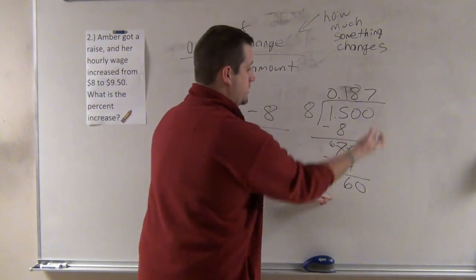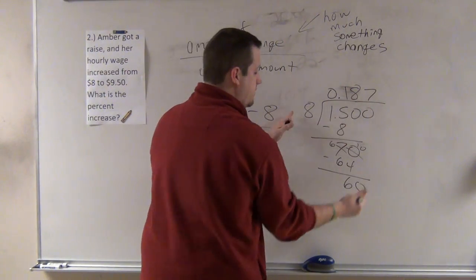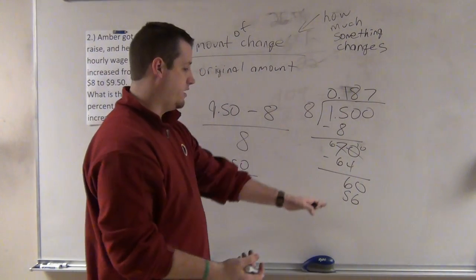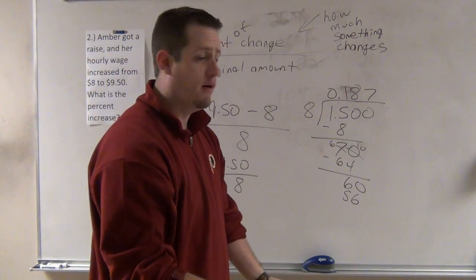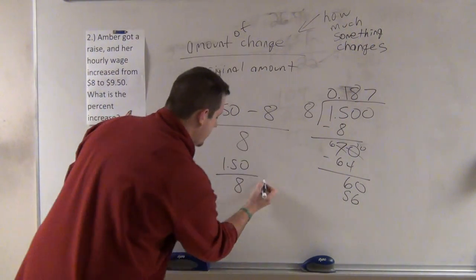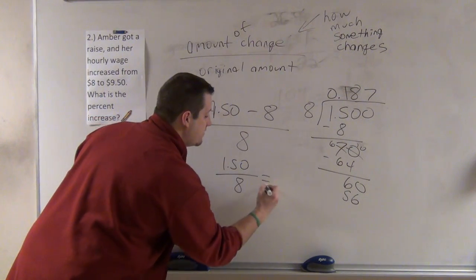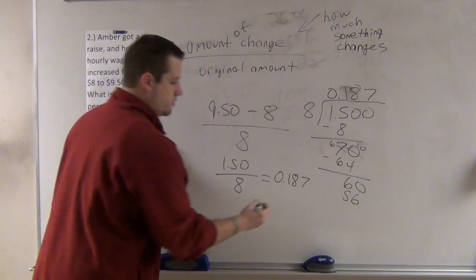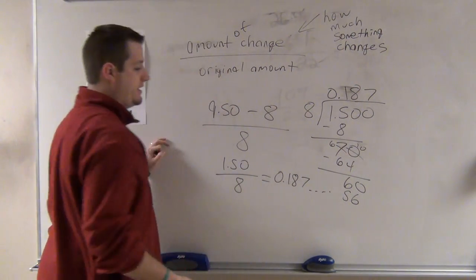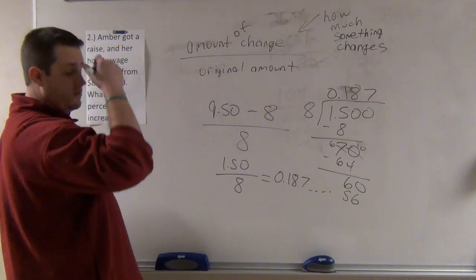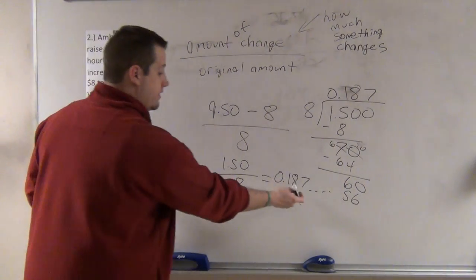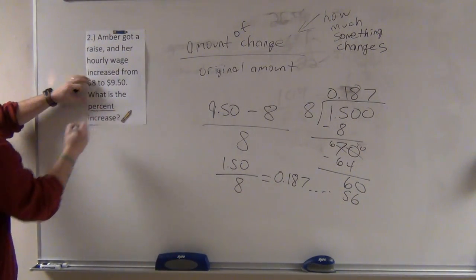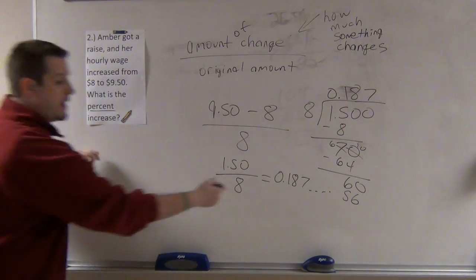So I'm not even going to mess with the subtraction step. I know that 8 times 7 is 56. So I know that's why that 7 belongs there, because it's lower than 60. All right. So the decimal that I end up with, $1.50 divided by 8 is equal to 0.187. All right. And of course we don't know the rest of that, so I'm just putting those dots there because we didn't finish the problem. But this is not a percent, is it? So I got to make this into a percent.